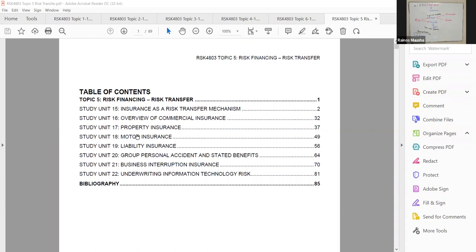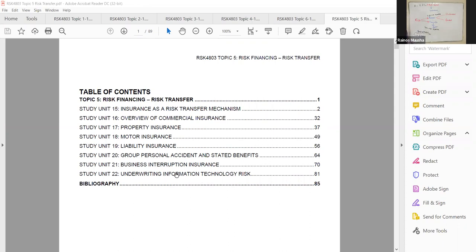You will see that in this study unit, there are certain sections which are very important that you need to go through and take note of, because they can be asked as theory questions. We are also going to look at these study units: property insurance, motor insurance, liability insurance, group personal accident and stated benefits, and also the underwriting information technology risk.